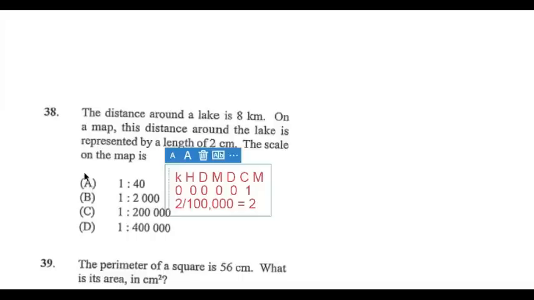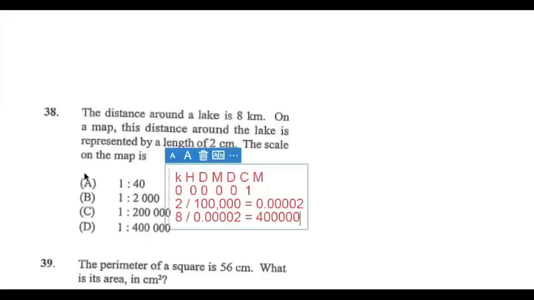and that will give us 0.00002, or 2 times 10 raised to negative 5, and therefore we can now do 8 divided by 0.00002, and that will give us 400,000. So therefore the scale on the map is 1 to 400,000, and our answer for 38 is D.